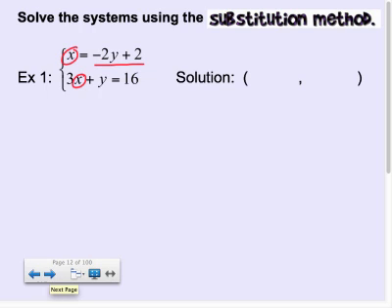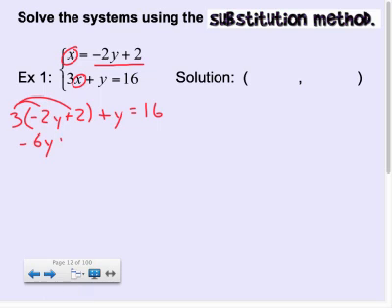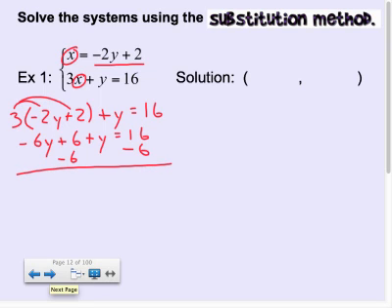When I look at the second equation, I have 3 times negative 2y plus 2, plus y equals 16. The way that helps me is that the only variable I have in my equation is y. So I can isolate that and solve for it. I'm going to distribute my 3. So negative 6y plus 6 plus y equals 16. Subtract my 6 over. Combine like terms. Negative 6y and plus 1y is negative 5y. And then 16 minus 6 is 10. Divide both sides by negative 5. So my y value here is negative 2.